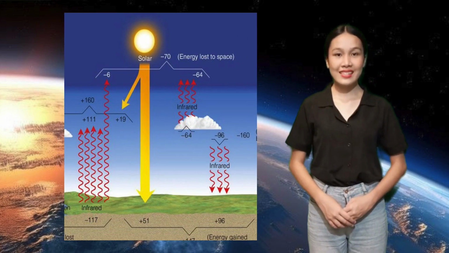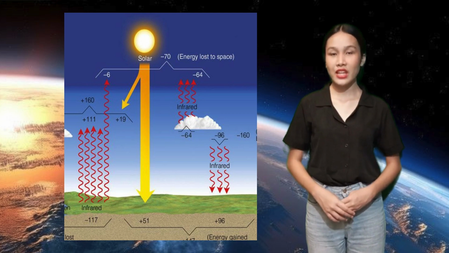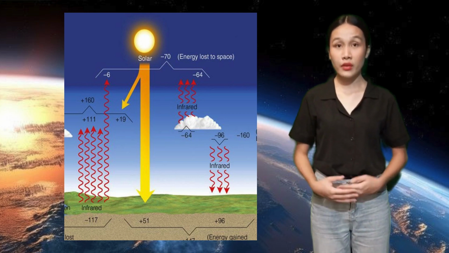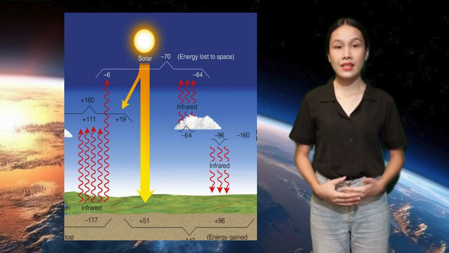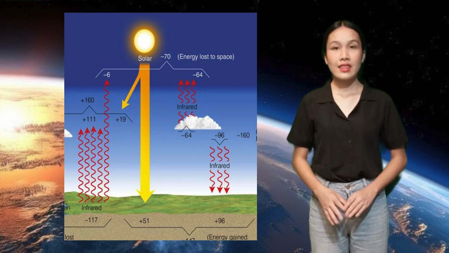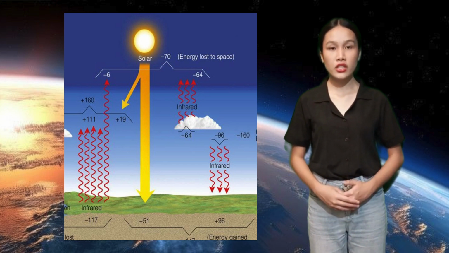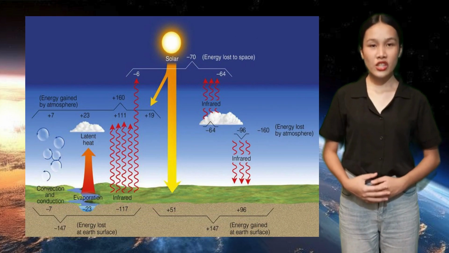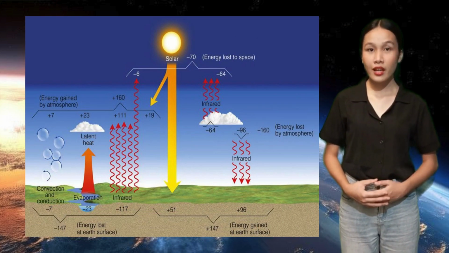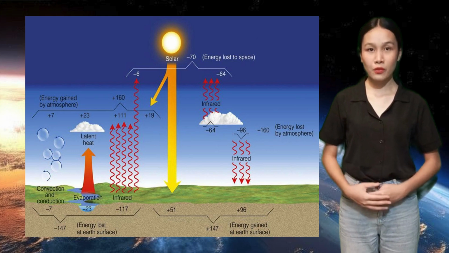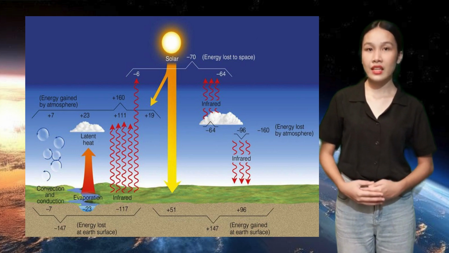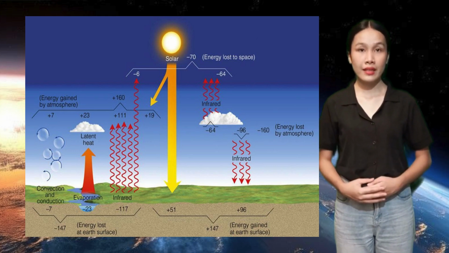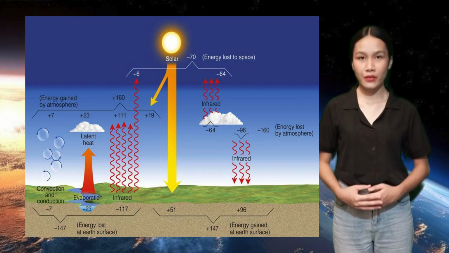These greenhouse gases then re-emit this infrared radiation in all directions, including back down to Earth's surface. This process is a major contributor to the warming of our planet. This constant exchange of energy between the sun, Earth's surface, and the atmosphere creates a delicate balance that keeps our planet at a habitable temperature.